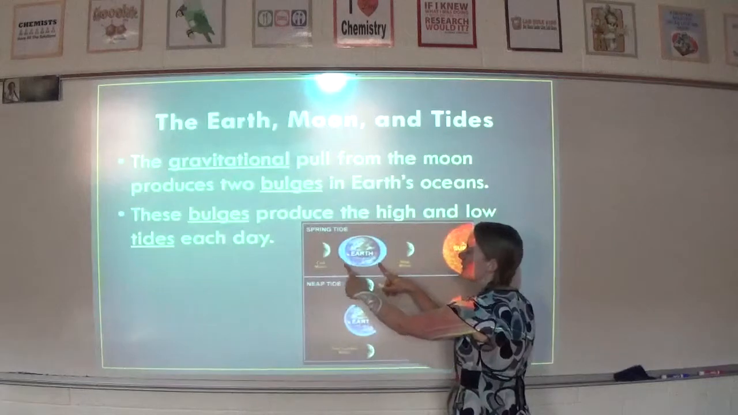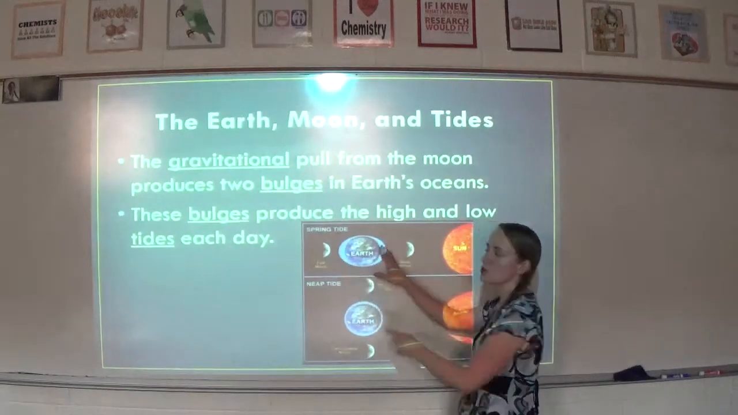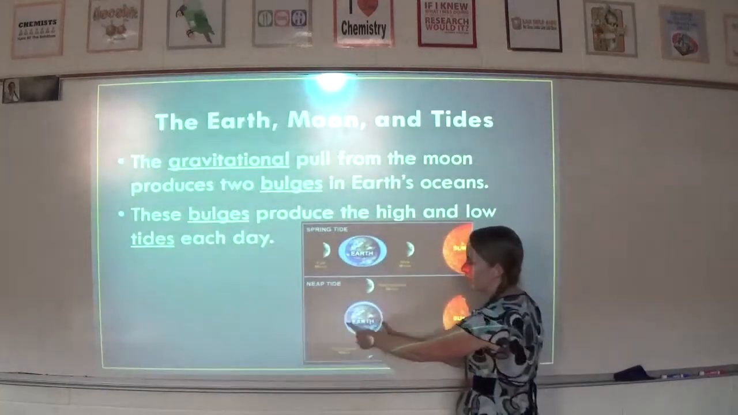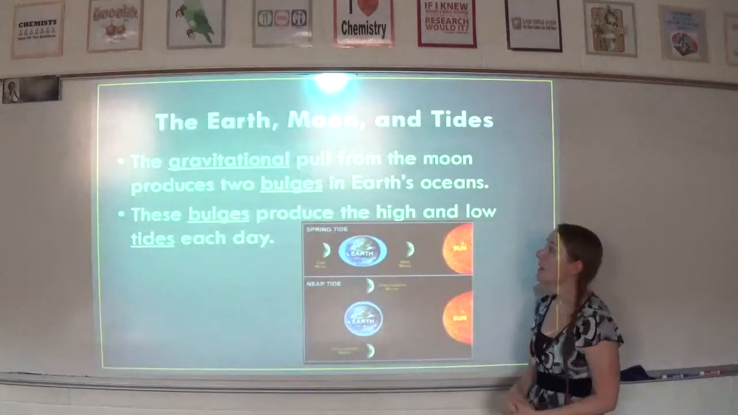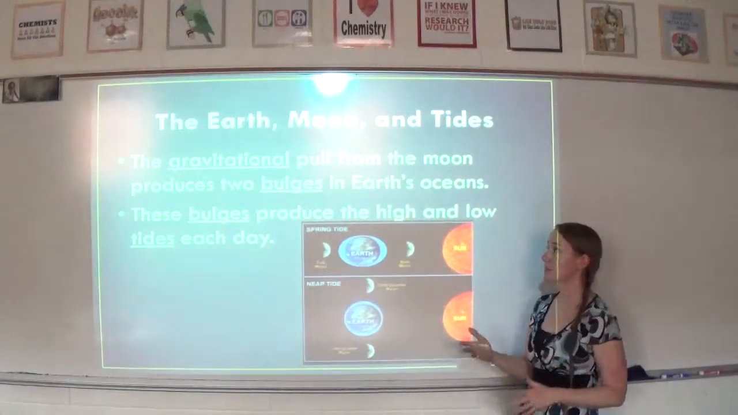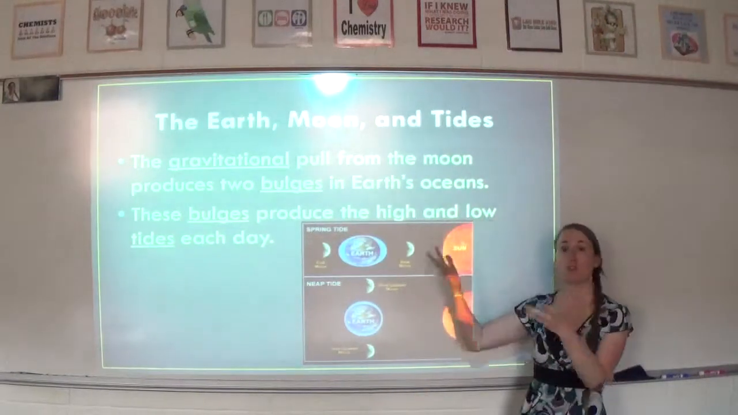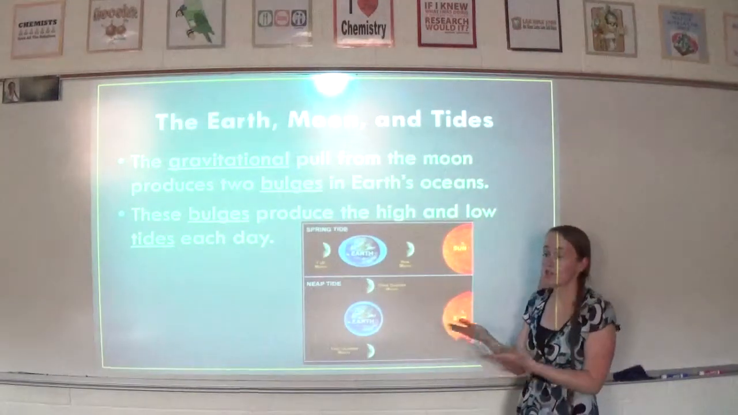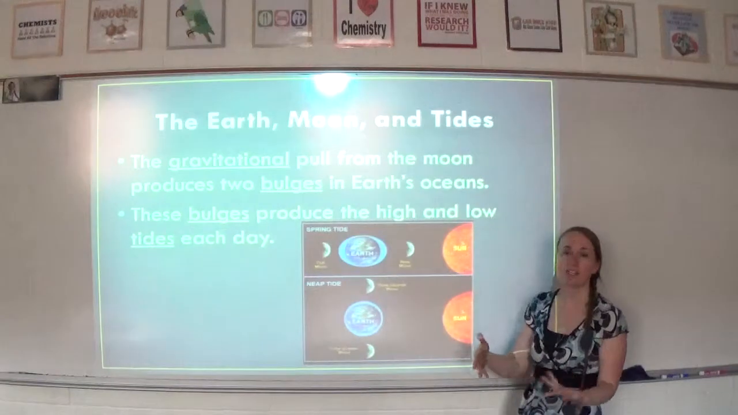So then we have high tide at these bulging areas and low tide when it is not bulging. So the moon is actually what causes the tide changes throughout the day. And again, that's because of the gravitational pull. The moon is also attracted to Earth, and the Earth is attracted to the moon also.